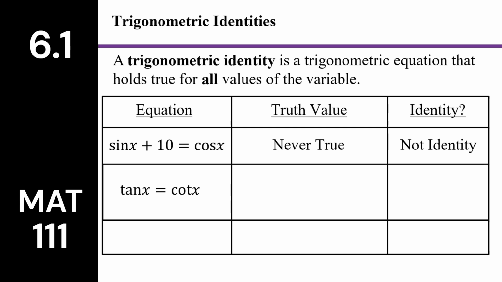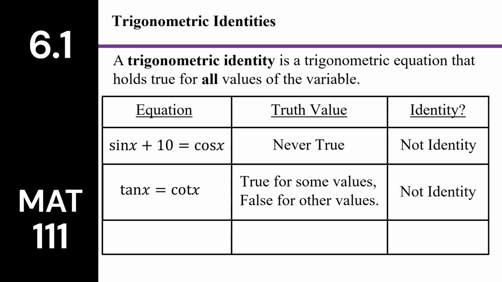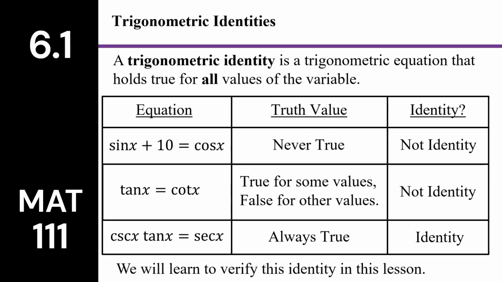Tangent of x equals cotangent of x. Well, that's sometimes true, and it's sometimes false. For example, the tangent of 45 degrees equals the cotangent of 45 degrees, but the tangent of 30 degrees does not equal the cotangent of 30 degrees. So that's not an identity. Finally, this equation is always true, so it's an identity. You're not expected to be able to see that by looking. We're going to verify this identity in this lesson.